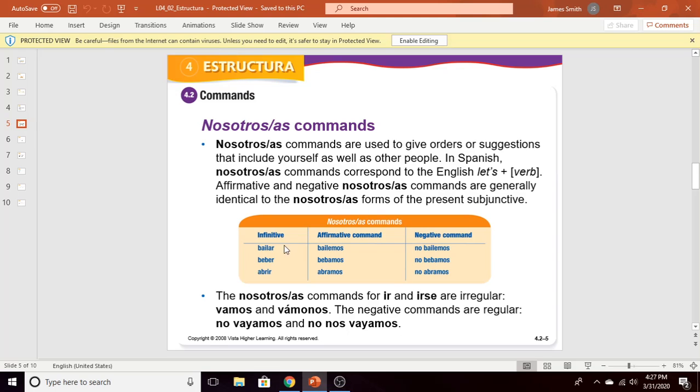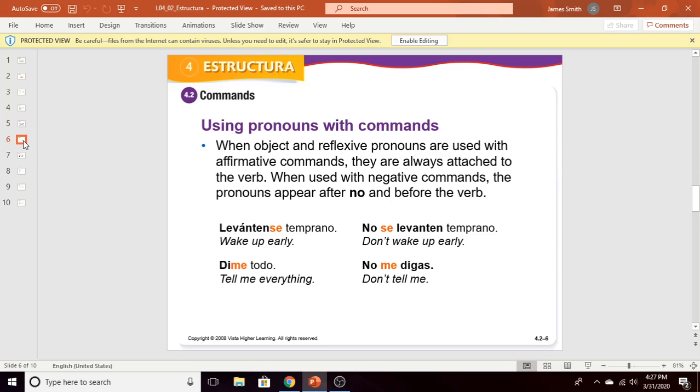It's easy. You just put the verb in the subjunctive form of nosotros. So if I said bailemos, I'm saying, like, let's dance. Or this is more like it, bebamos, let's drink. Or no bebamos, let's not drink. So that's what you do for commands. Essentially, for most of them, you just put it in the subjunctive for who you're talking to.